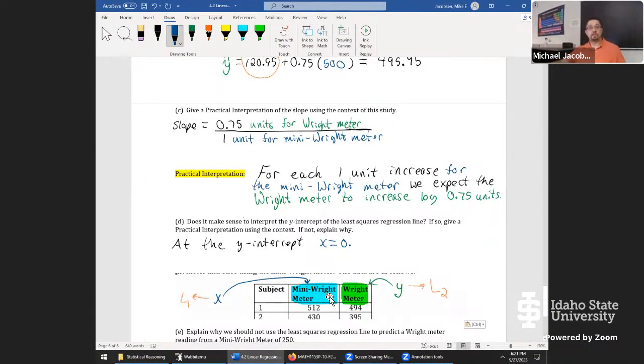It was the value when someone used a mini right meter. And so at an x-intercept, x has to take on 0. So someone put the right meter device up to their face and they got a value of 0 units. What would that mean about the patient? They're dead. That's a medical emergency, right?